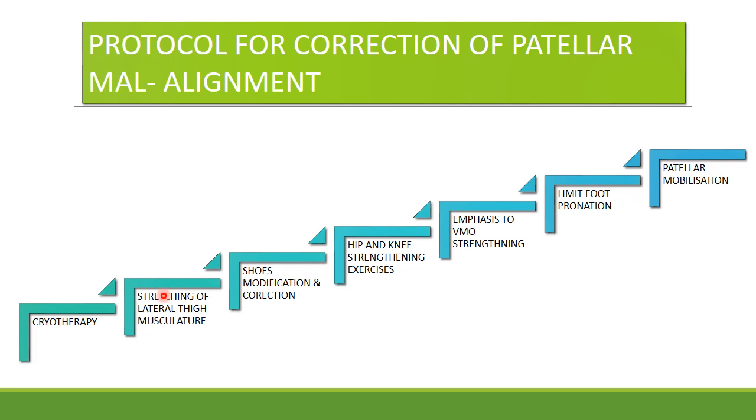Hip and knee strengthening exercises. A special emphasis is given to vastus medialis obliquus strengthening, because we have talked earlier that the VMO gets weaker, so the vastus lateralis takes the role, gets dominant and pulls the patella towards the lateral side. Limit foot pronation. To check foot pronation, there are various good labs that tell you when you are putting your feet and go into excessive pronation. So you can get yourself checked out from there.